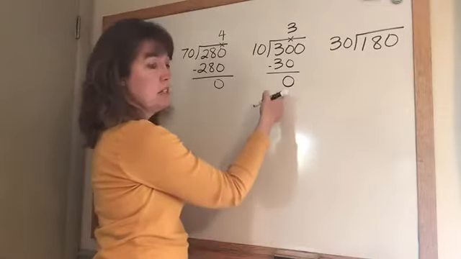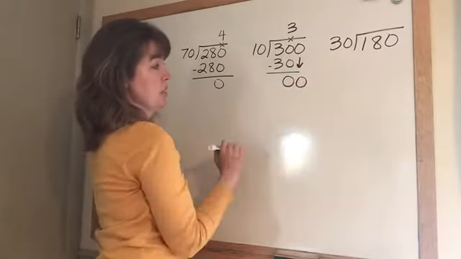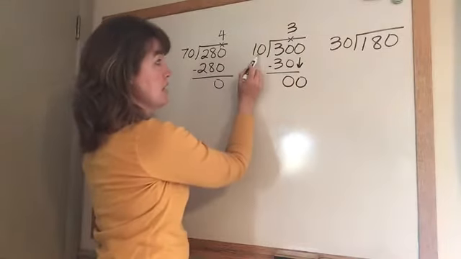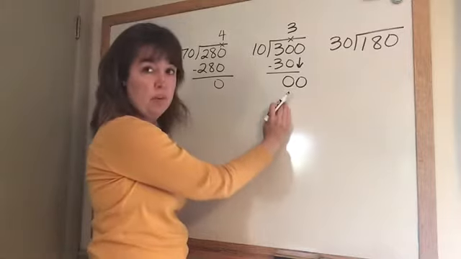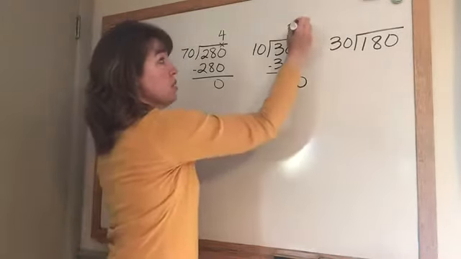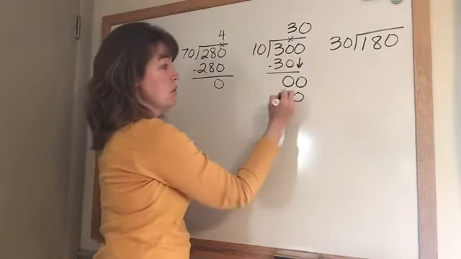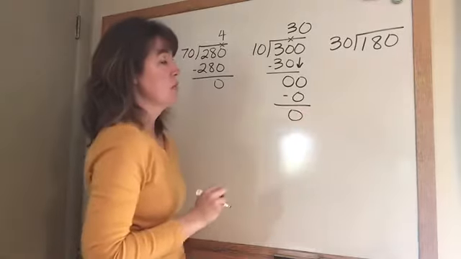Now we're not done yet because we still technically have another 0 to bring down. How many groups of 10 can you make from 0? You can't make any groups of 10 from 0, so the answer is 0. And then 0 times 10 is 0, and we have no remainder.